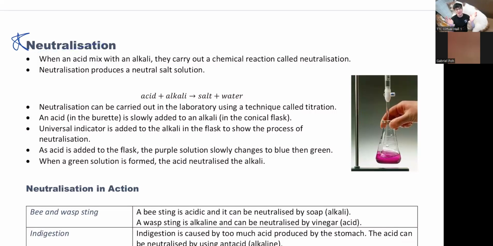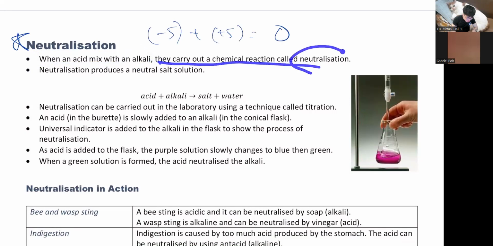When acid and alkaline meet, they kind of cancel out each other. We call it neutralization. It's like -5 plus +5. They become zero because they cancel each other out. So this is what we call neutralization. When an acid mixes with an alkaline, they carry out a chemical reaction called neutralization. The neutralization process produces a neutral salt solution.